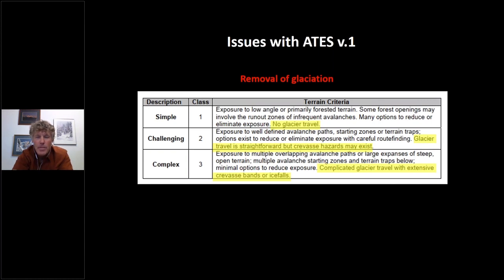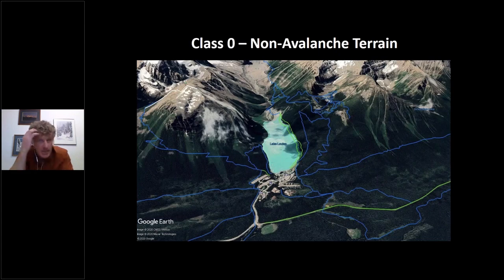And I just want to give you a couple examples of why we need to do some of these things. First of all, class 0. This is Lake Louise. This is a shot from Google Earth with all of our Parks Canada trails around there. We call all of these simple at the moment, but that has no avalanche terrain on it, none.